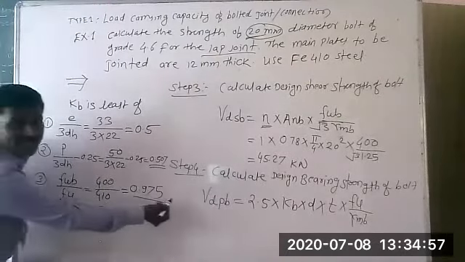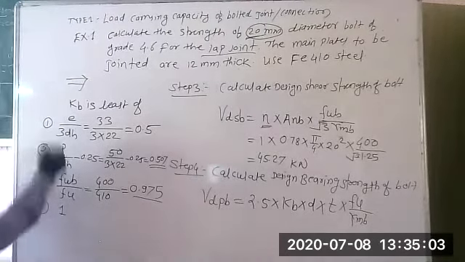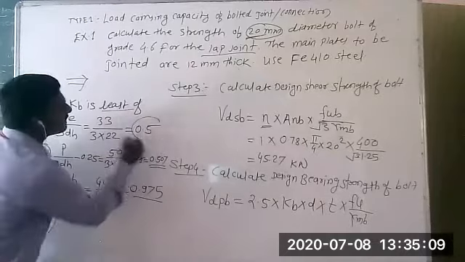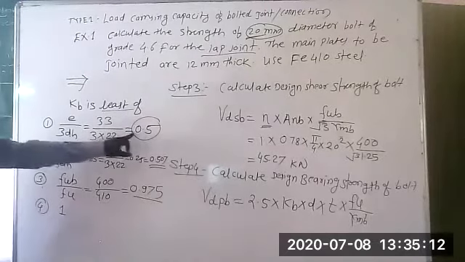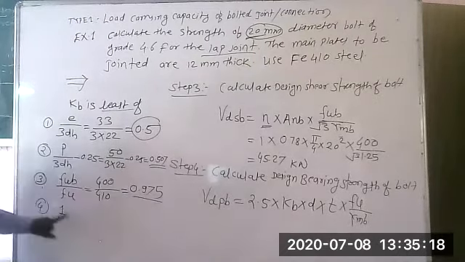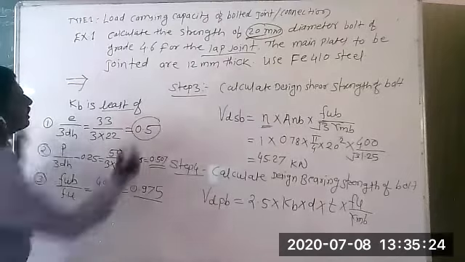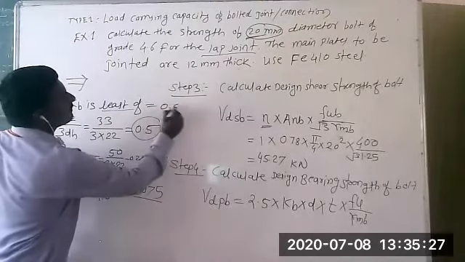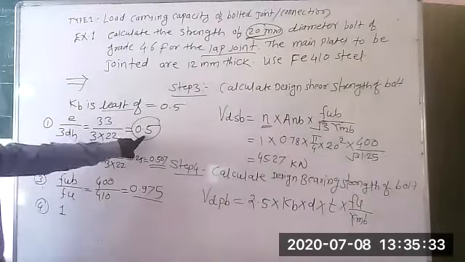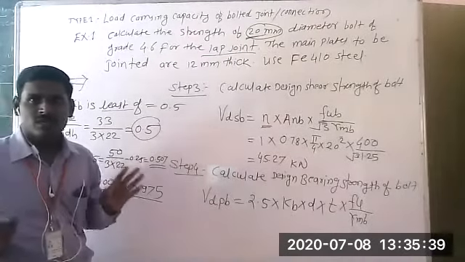This is 0.975 and the last is 1. So out of these 4, what is the minimum? What is the least value? The first value is the least. This is 0.5, this is 0.507, 0.975 and 1. Out of these 4, the first value of KB is the minimum. So what is KB? 0.5. Everyone clear? Out of these 4, the least value is 0.5. So the value of KB is 0.5. Are you clear?